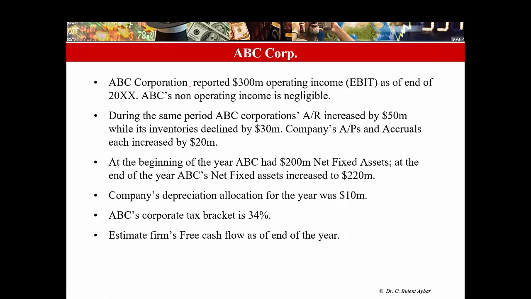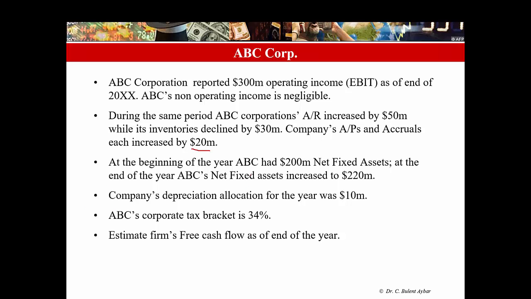Let's look at another example. This time, ABC Corporation reported $300 million of operating income as of the end of the year. ABC's non-operating income is considered to be negligible. This means that we can ignore it. During the same period, ABC Corporation's accounts receivable increased by $50 million, while its inventories declined by $30 million. The company's accounts payable and accruals each increased by $20 million.